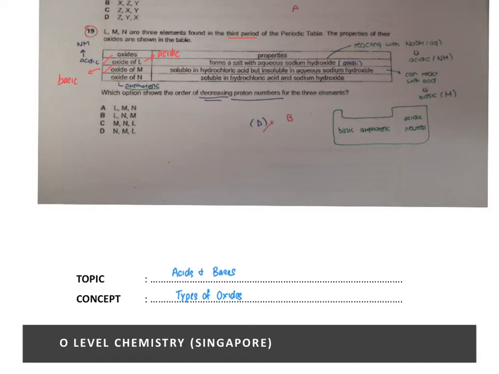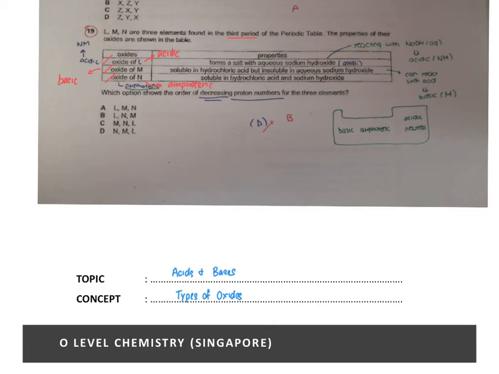And lastly, when we look at the oxide of N, they say that it's soluble in both hydrochloric acid and sodium hydroxide. So what it means is that it can react with both hydrochloric acid and sodium hydroxide. That would make it an amphoteric oxide.